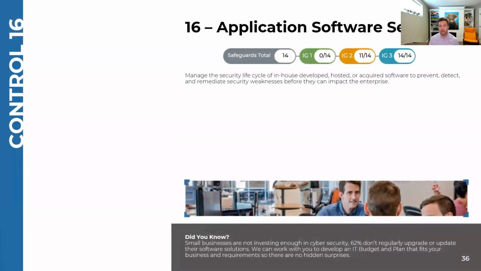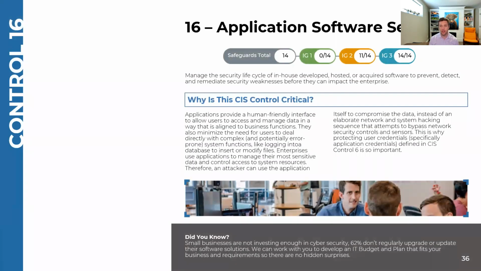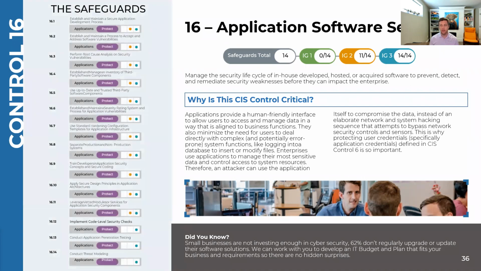Application software security. Isn't this one interesting, that in implementation group 1, we show that there are 0 out of 14. And that's because the likelihood of experiencing an incident from this is probably not lower, but it's much more difficult to manage. Because when we talk about application software, we're talking about all of the programs that are installed on all of the computers that you have.